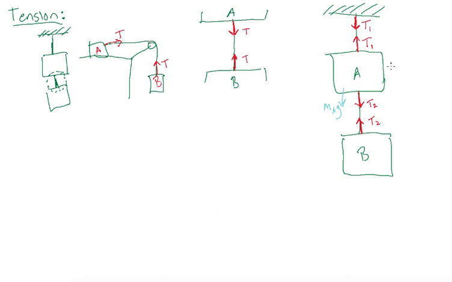So that'd be the net force on A. Net force on A equals m_A a, and this would be T1 minus m_A g minus T2 equals m_A a.